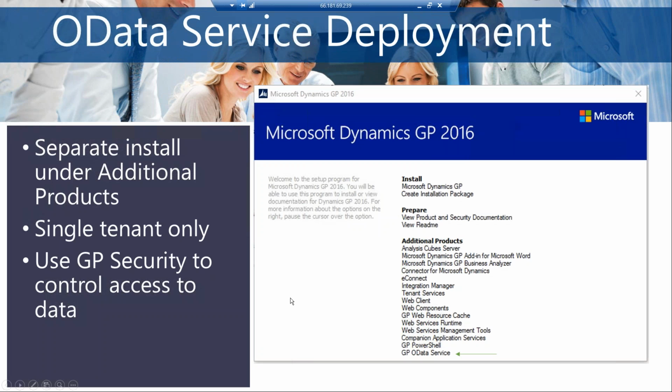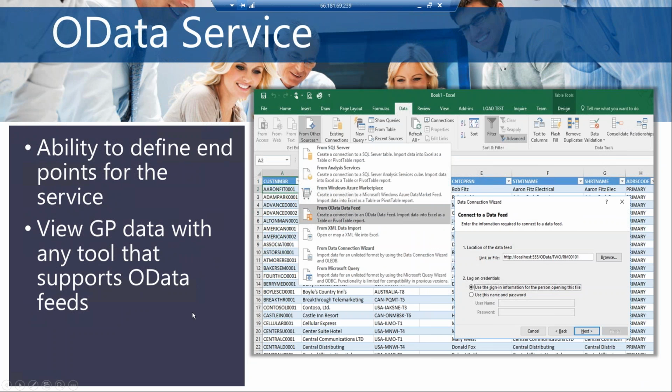I want you guys to keep your eyes open for what's called OData deployment. OData is a separate install for GP, but it provides access. It's kind of like the old ODBC, but it provides you security around it so you can control access to the data. And it also allows you to define the points of service. So here I am in Excel, and I can create a connection to an OData feed so that then I can pull this data into GP or any tool that supports OData.